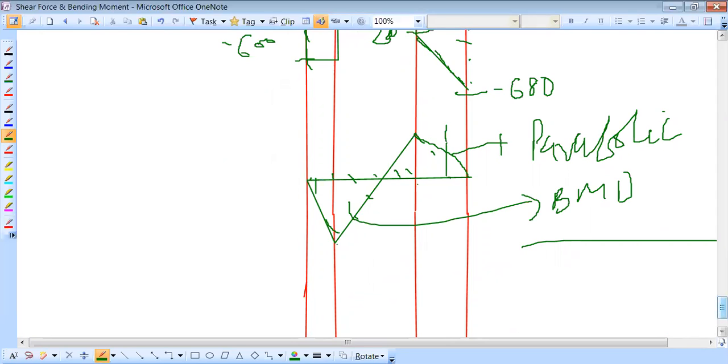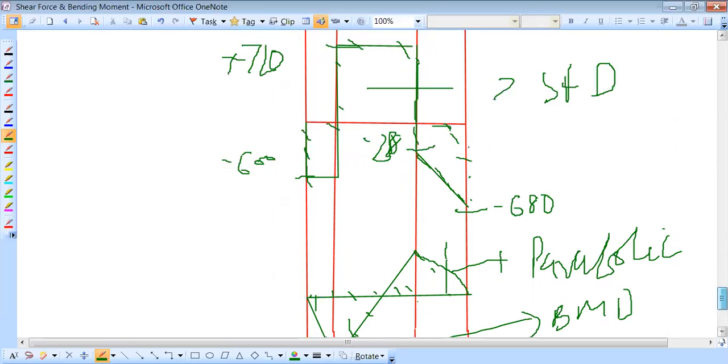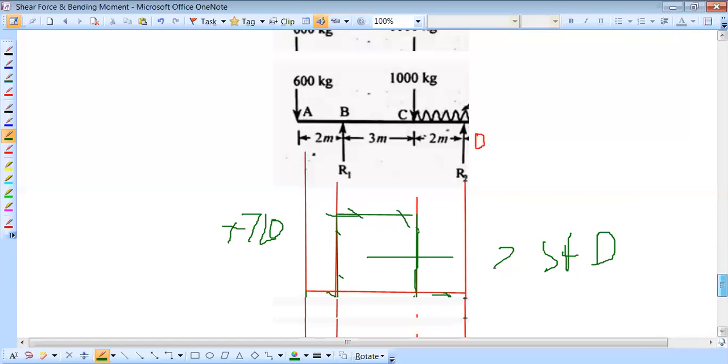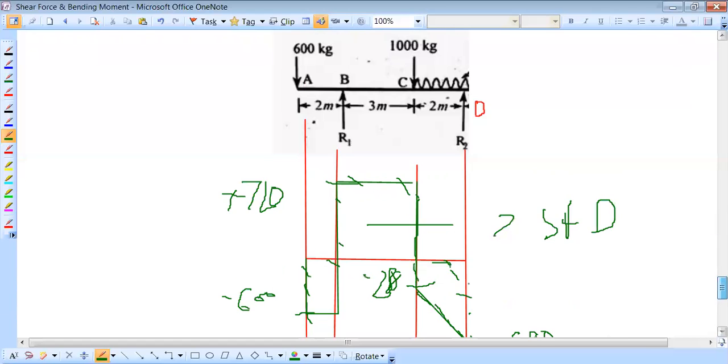I think you understand what I am actually trying to solve, SFD and BMD. So it is a clear-cut idea for the overhanging beam SFD and BMD.